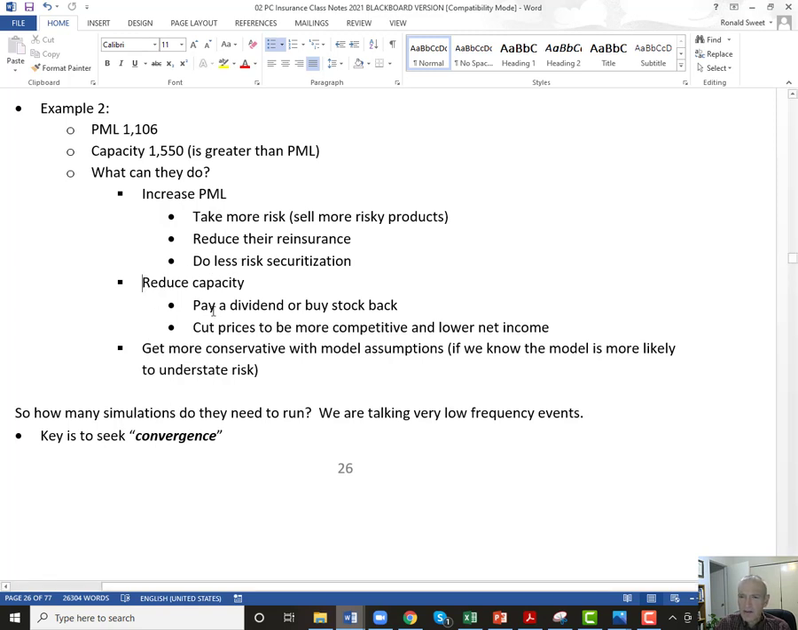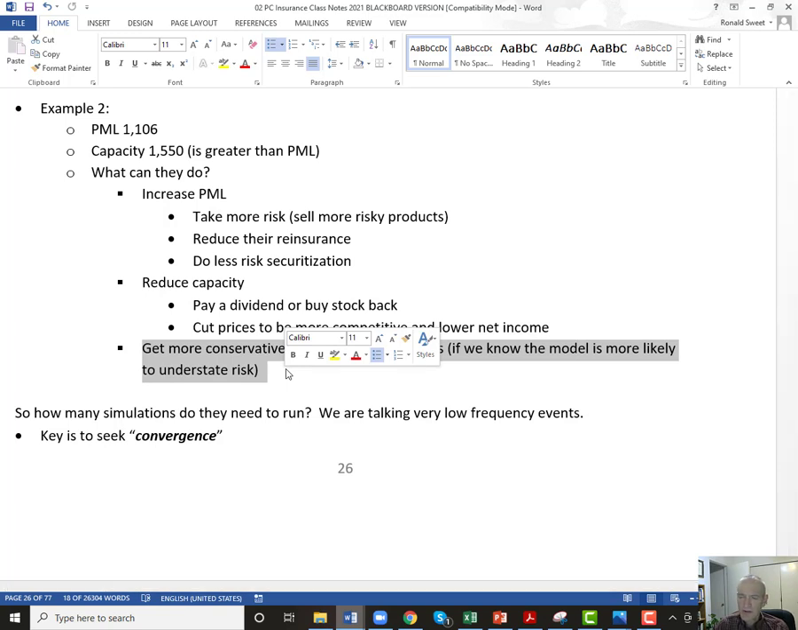You can reduce your capacity, so you could pay bigger dividends. You could buy some stock back. You could cut your prices to be more competitive and lower your net income. Or you can do just the opposite on your models. You could say, you know what? We don't trust these models. It says we have plenty of capacity, but you know what? Reconfigure models and make them more conservative.